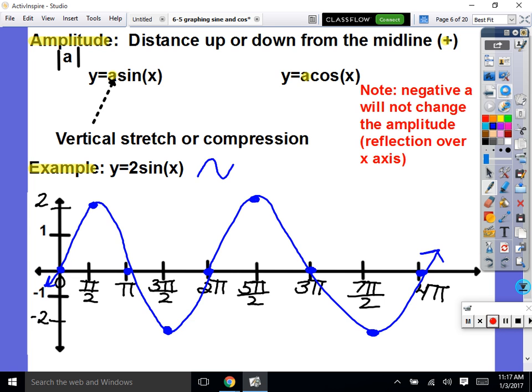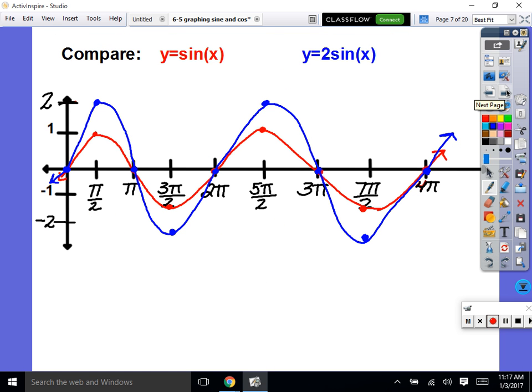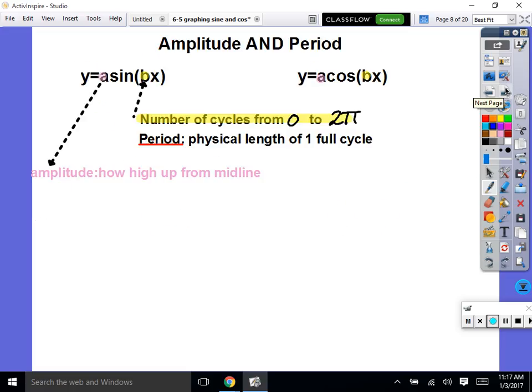Yep, exactly. Yep, so I just want you to look at these. I've already drawn them. You don't need to draw them in. Compare that y equals just sine of x, the red, versus 2 sine of x. Do you see how they still have the same x-intercepts, everybody? And then they still have the same x values. It's just higher up at 2, lower down at negative 2. So, anyways. Yeah, good question.